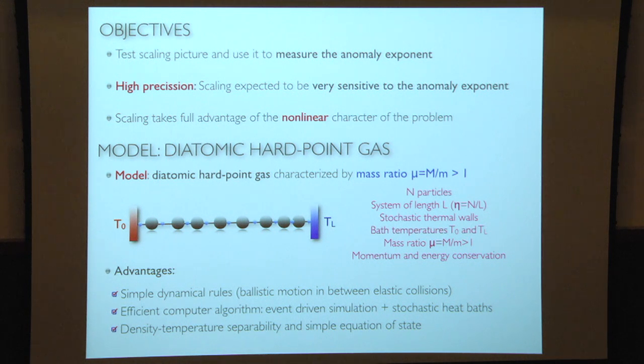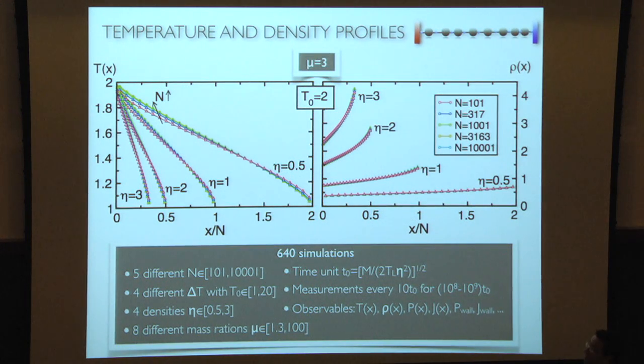So it's truly one-dimensional. This means, for instance, that the equation of state is really simple. In this case, it's just an ideal gas, and the heat conductivity can be split into square root of T times a function of density. This density temperature separability is not essential, but it's helpful for the analysis. Then we measure density profiles, temperature profiles, pressure, current in the bulk, in the walls, all sorts of typical observables that you can think of.